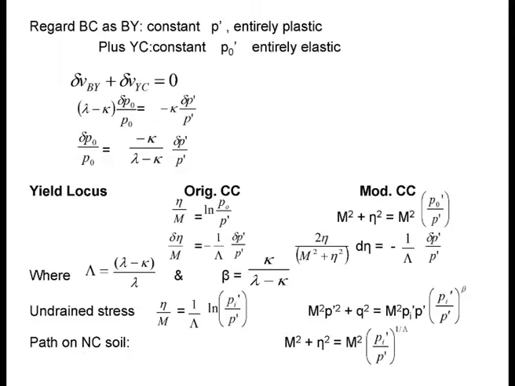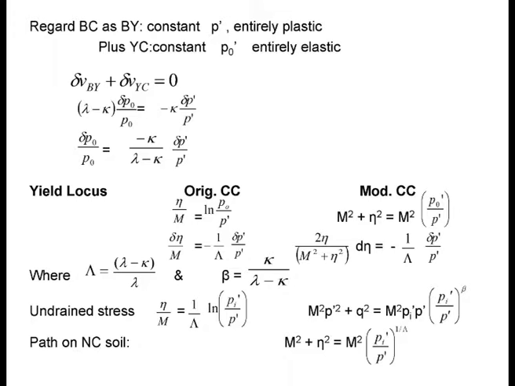Now you might ask, what is the range of beta? What is a typical ratio between kappa and lambda, between the swelling index and the compression index? Maybe about 1/10 to 1/5, so maybe 0.2 to 0.1. If kappa equals 0.1 lambda, this is 0.1 divided by 0.9, about 0.11. If kappa equals 0.2 of lambda, this is 0.2 over 0.8, which is 0.25. So beta will range between 0.11 and 0.25. That's the rough range of beta.